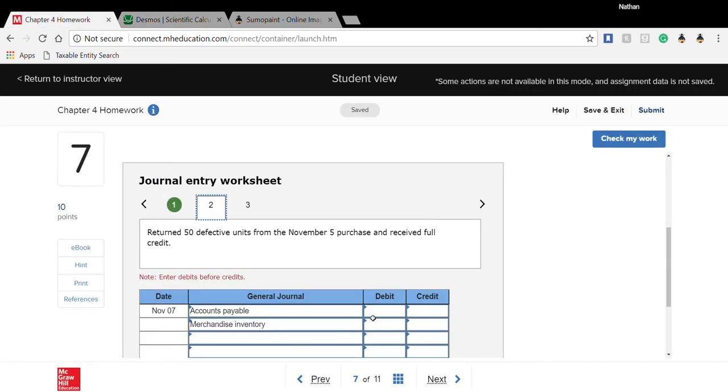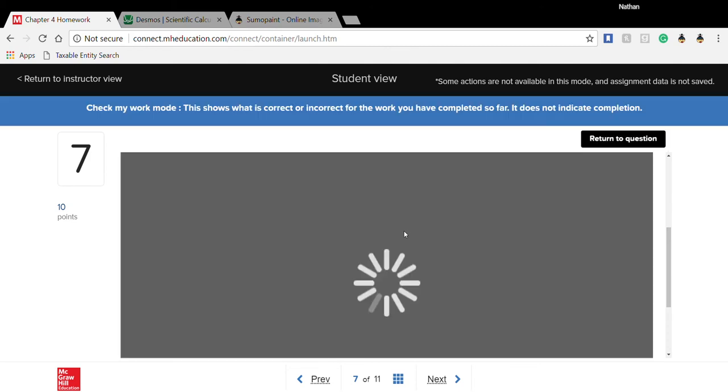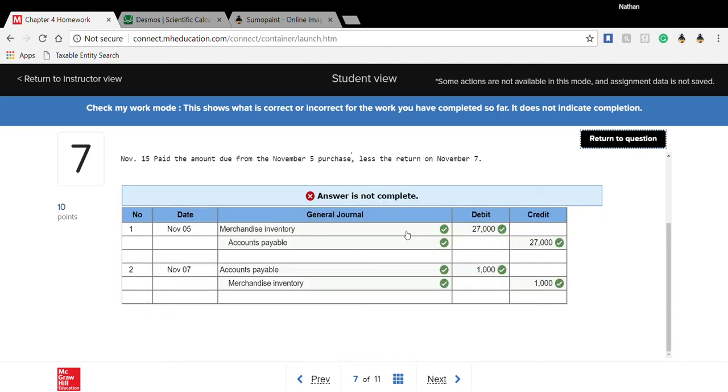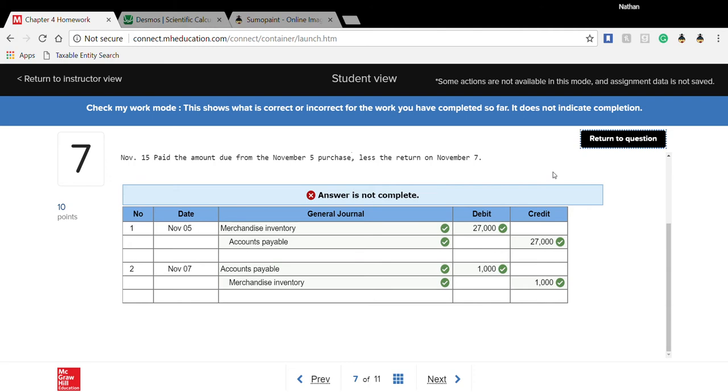So 1,000 debit, because accounts payable is going down. We no longer owe. Merchandise inventory is also going down, because we no longer own that inventory of $1,000. Again, check my work. Make sure you did all the math. Everything still looks good. We can move on.